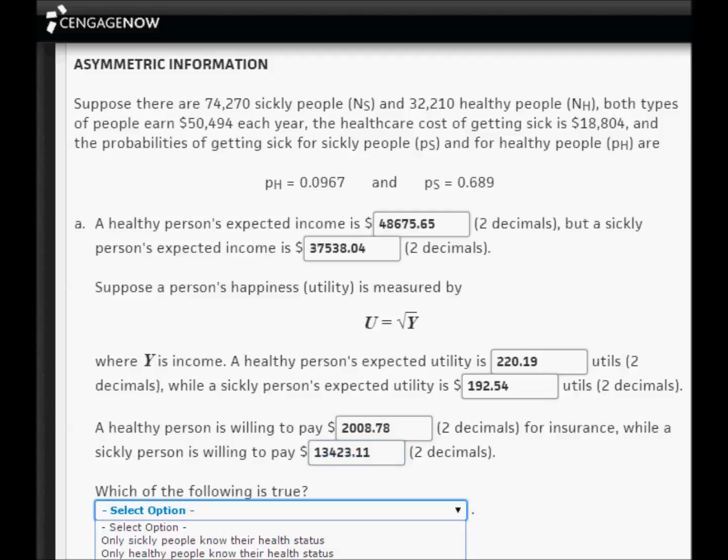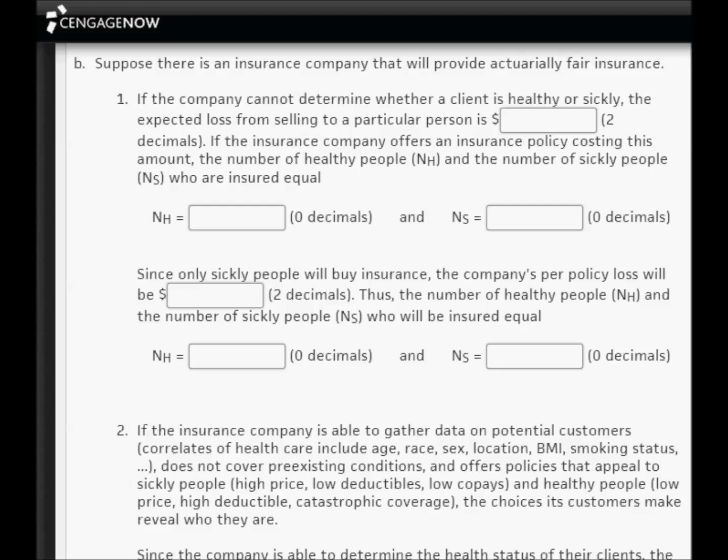Which of the following statements is true? Only the individual knows his or her health status. Suppose there is an insurance company that will provide actuarially fair insurance. If the company cannot determine whether a client is healthy or sickly, the expected loss from selling to a particular person is, we're going to compute this in Excel.